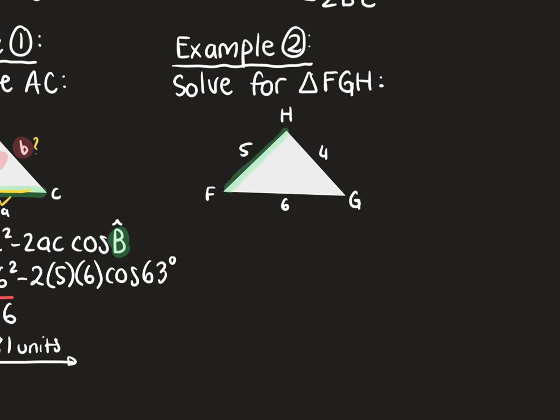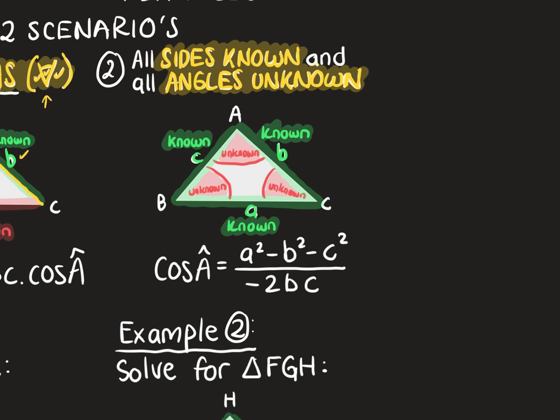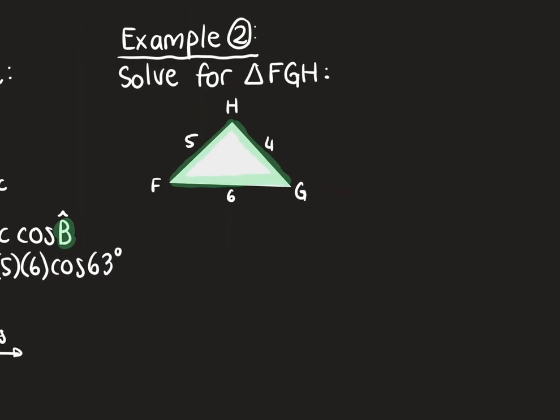Why? Because don't we have all the sides? And isn't that from the above scenario? We have all the sides, which allows us to use the cos rule to work out an angle. So let's write out our equation. cos A equals a squared minus b squared minus c squared, all over minus 2bc. Like in the previous one, let's make it specific to the letters in our triangle. So let's change this up.